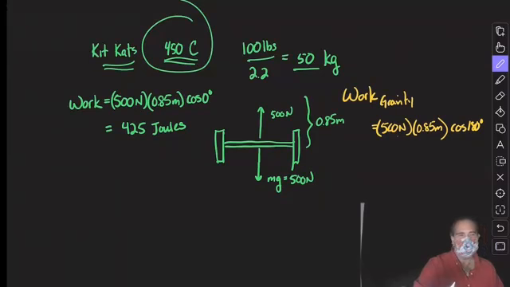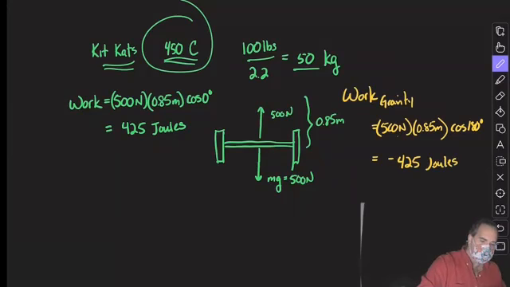You guys started the unit circle. It is -1. Have you guys done the unit circle yet in pre-calc? So this is one of those ones you're supposed to have memorized, right? Yeah, so it's the cosine of pi, same idea, it's 180 degrees, so it should be -1. So this means it's -425 joules.